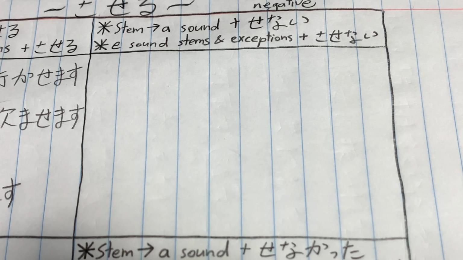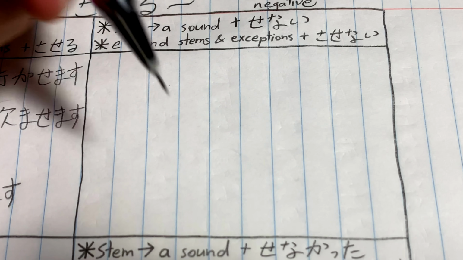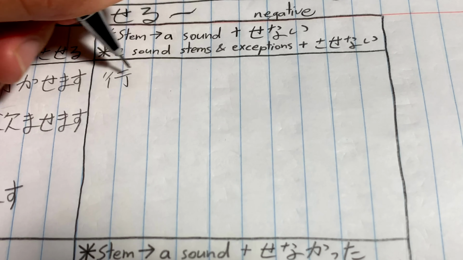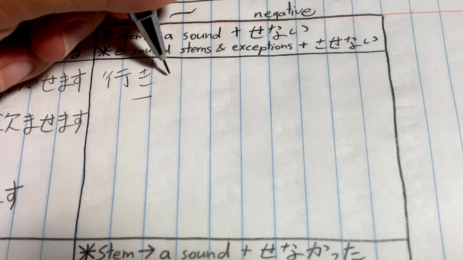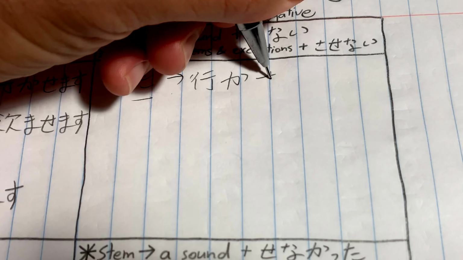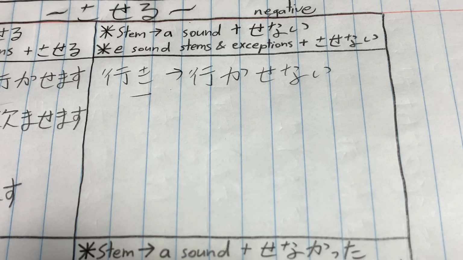Okay, moving on to our next example, we have the negative present/future tense. And again, if you already know plain form, this will be very easy because it is the same thing plus nai. Okay, so we're just going to recycle these examples that were used over here. So ikimasen becomes ikasenai. Ikasenai, to not force someone to go or to not let somebody go.